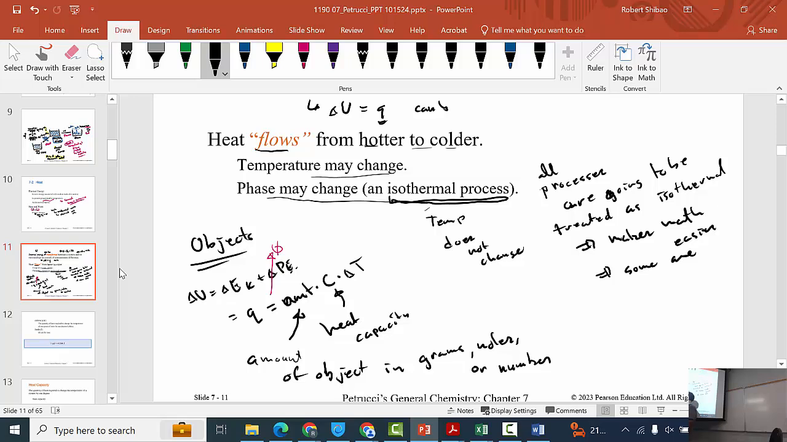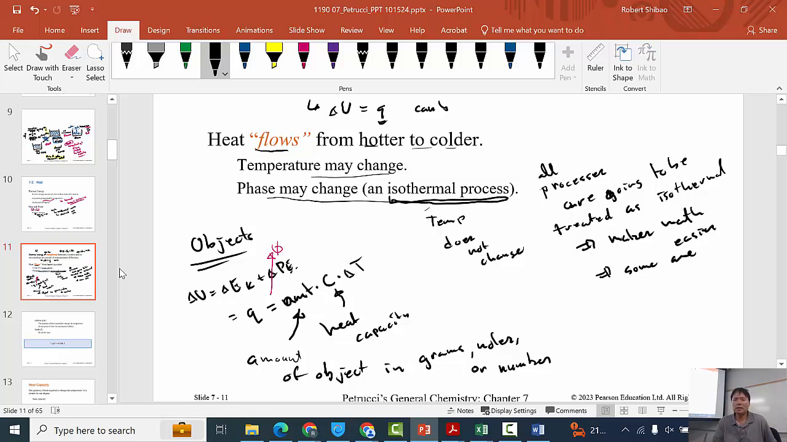This is a very familiar equation in intro. However, we don't always measure it in grams. Sometimes we measure it in moles. So if the amount is in moles, we use a different heat capacity. If we have the heat capacity in grams, we could use something called specific heat. If we have moles as the amount, we use the molar heat capacity. If we have it in number of objects, then it's just the heat capacity of an object. And delta T is the change in temperature.